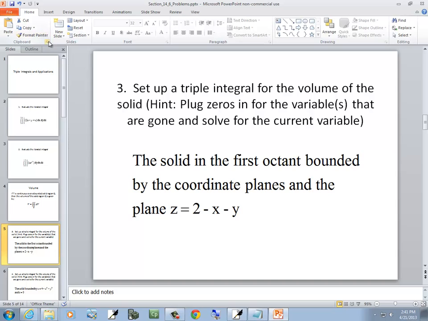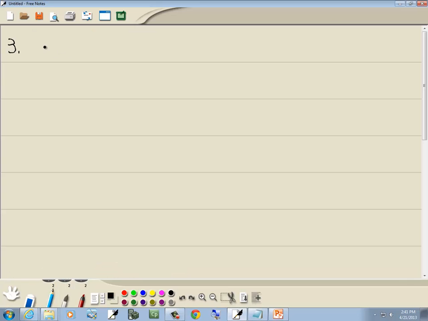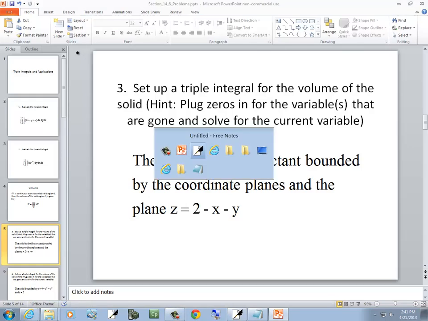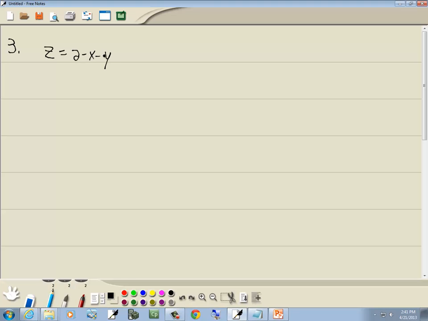Okay, it says set up a triple integral for the volume of the solid. Hint: plug zeros in for the variables that are gone, solve for the current variable. Okay, so we got z equals 2 minus x minus y. And let's go ahead and do our setup. There's probably enough room there. And then we'll have our dz, dy, and dx.